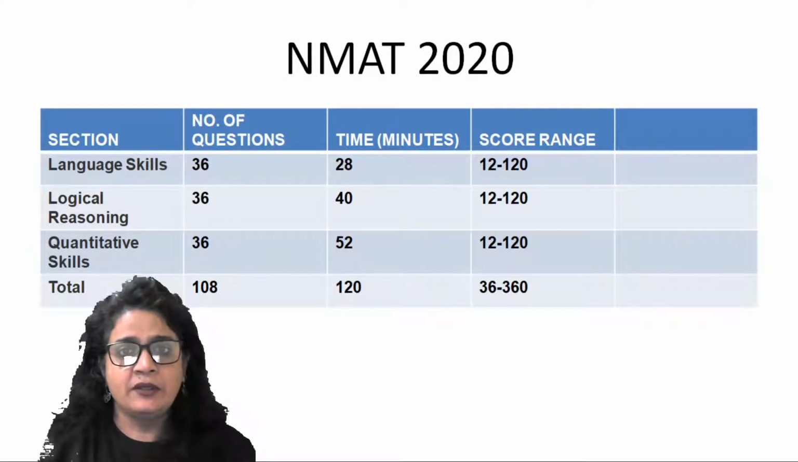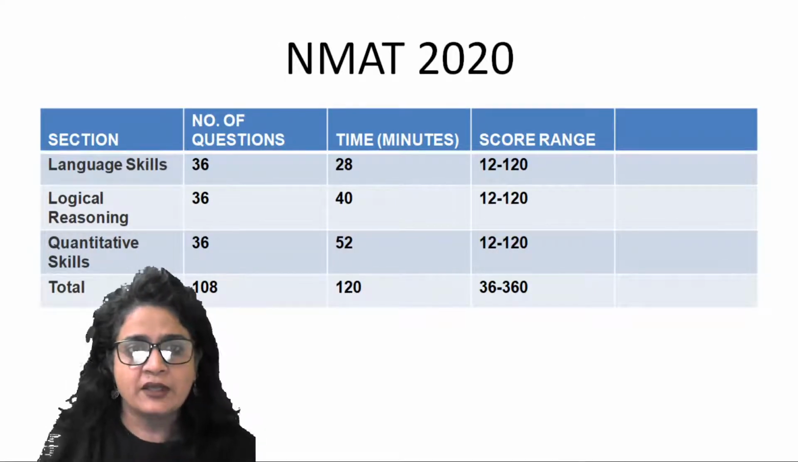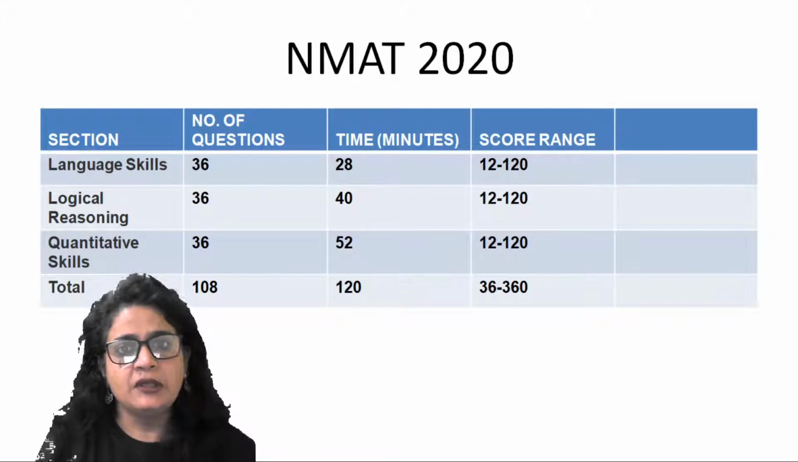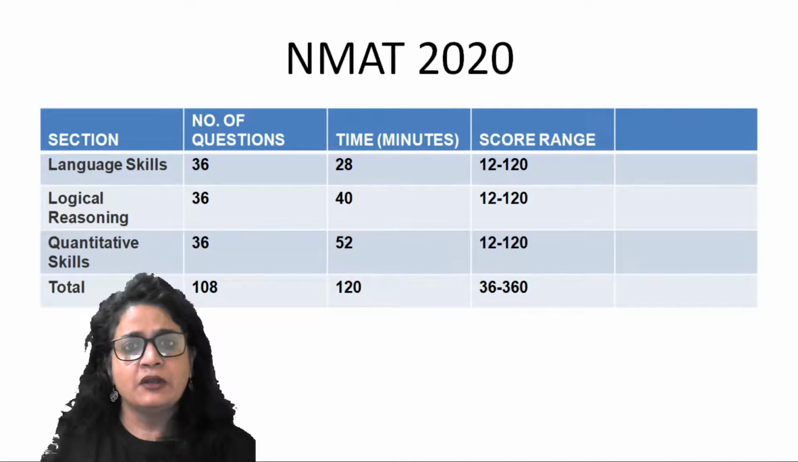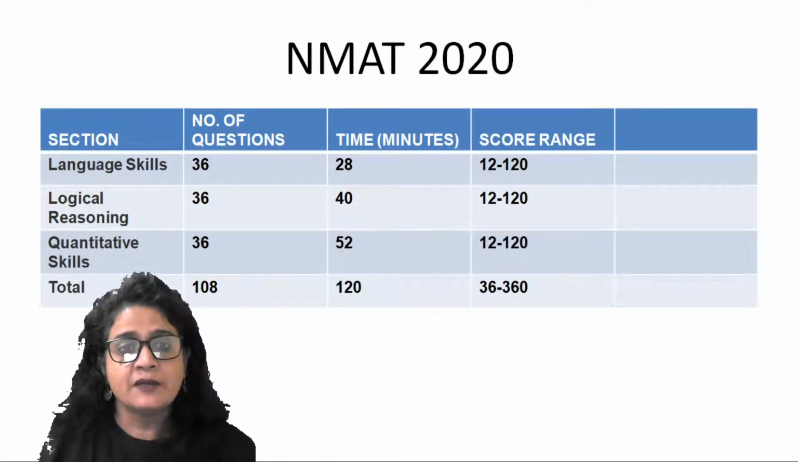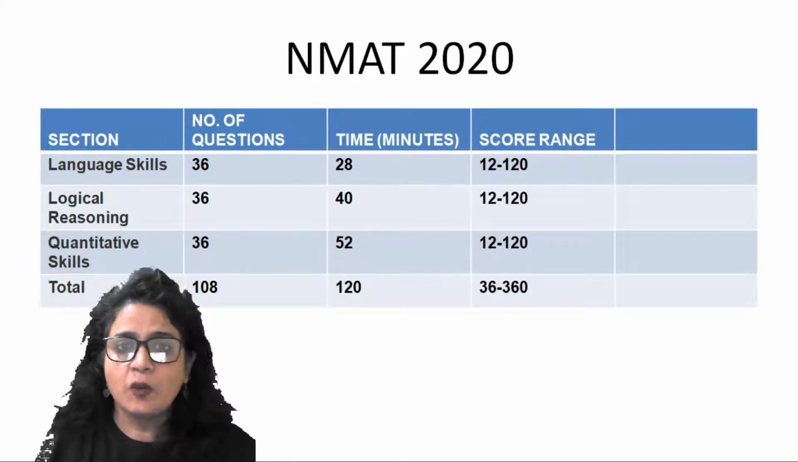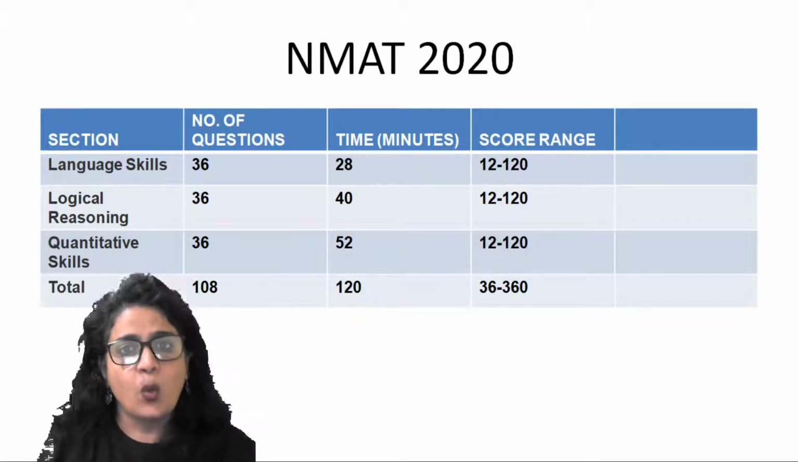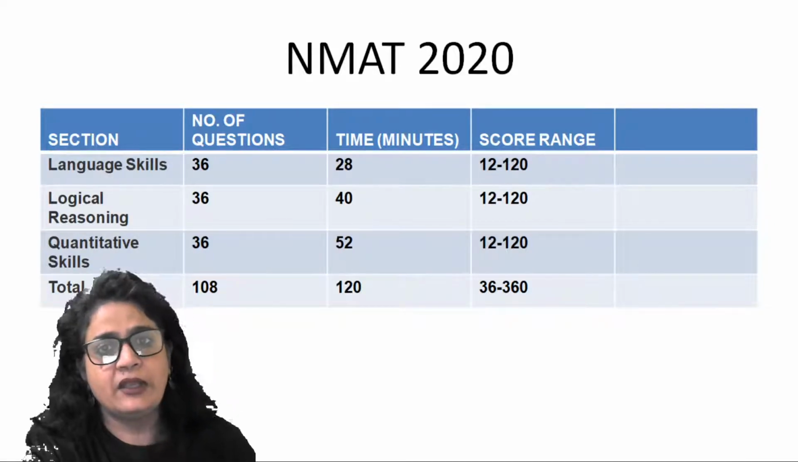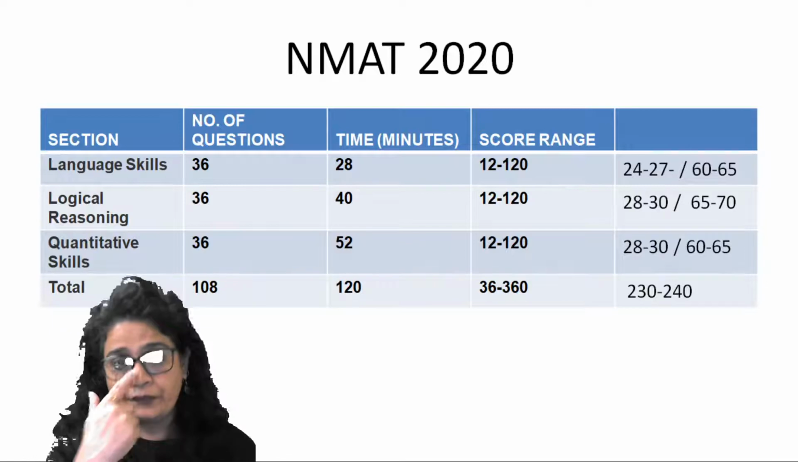Now let's quickly have a look at the structure of NMAT. The language skill, logical reasoning, quantitative skills. Three sections, similar number of questions. 36, 36, 36 is going to be the number of questions, whereas there's going to be differential time allotted to each section. So for verbal ability, you will be given 28 minutes. For logical reasoning, you will be given 40 minutes. And for quantitative skills, you will be given 52 minutes. So the highest time is devoted to quantitative ability here. So overall, 120 minutes for 108 questions. The score range will be 36 to 360 overall.